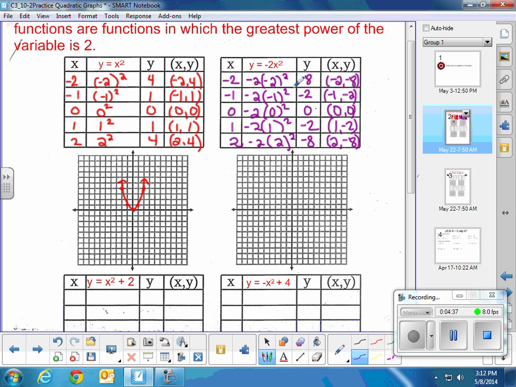I forgot to point out that when we're calculating this one without a calculator, you want to make sure you're following the order of operations, which is why I was doing the squaring first and then the multiplying. Now go ahead and plot those points.